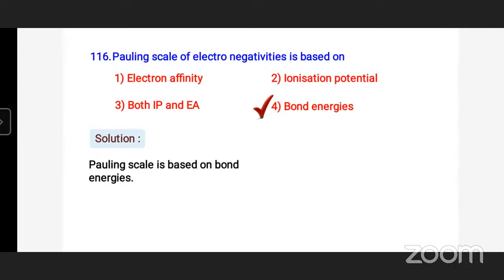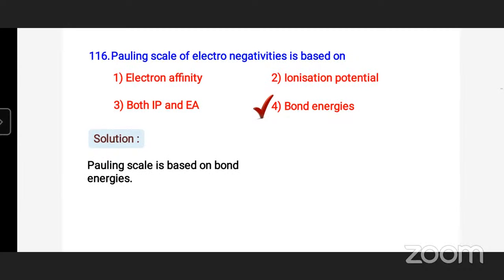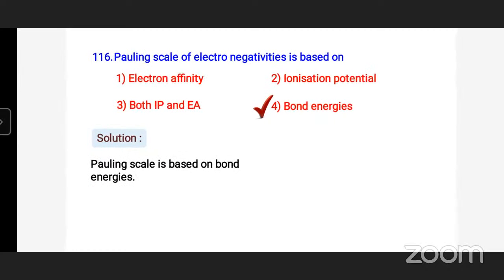The bond energy of A-B is taken as the average of the bond energies of the A-A and B-B molecules, that is, EAB equals the square root of EAA into EBB, which is to the power of 1 by 2. This is determined experimentally to calculate the value of electronegativity. So the Pauling scale is a measure of electronegativity based on bond energies. So the fourth one is the right option, bond energies.